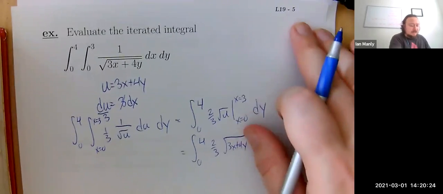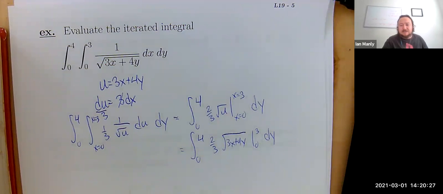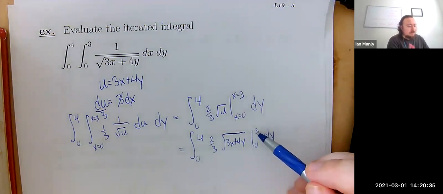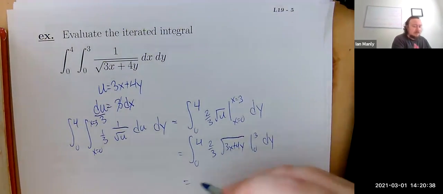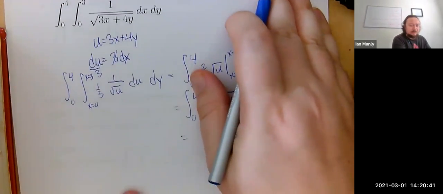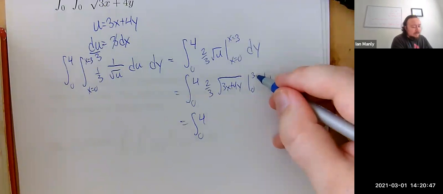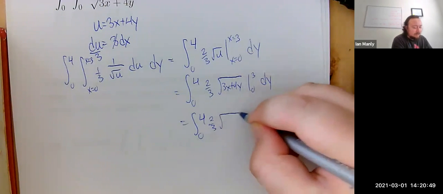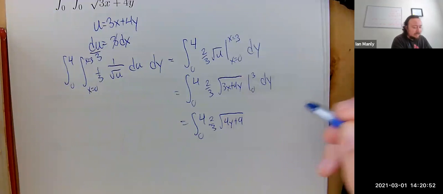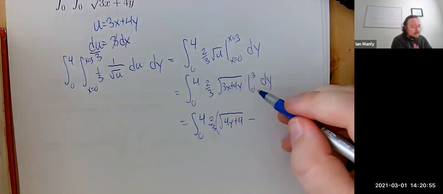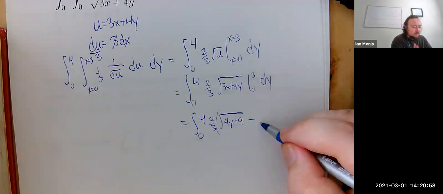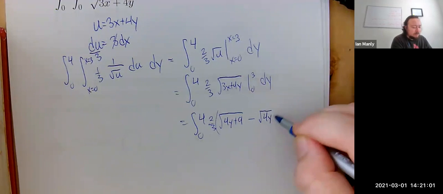Isn't it negative? I don't think anything should be negative here. Yeah, because we had u to the negative 1/2, and then I raised that to u to the positive 1/2, and I divided by 1/2. So I don't think there should be a negative in here. And then finally, I'm going to plug in x is 3 and x is 0. We have 0 to 4, and then I plug 3 into here, and I have the square root of 4y plus 9. Then I subtract, and I plug 0 in here, which will just be the square root of 4y.